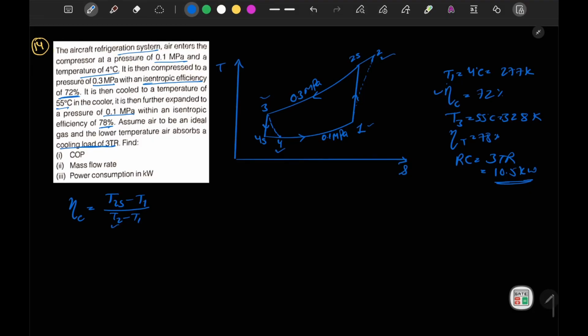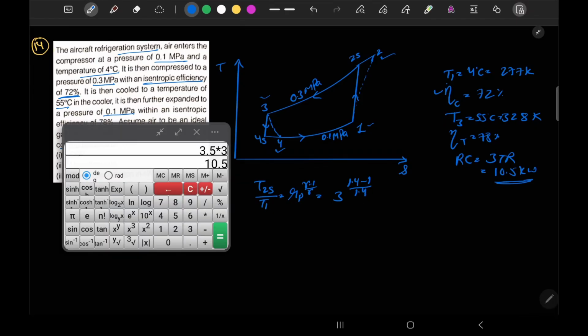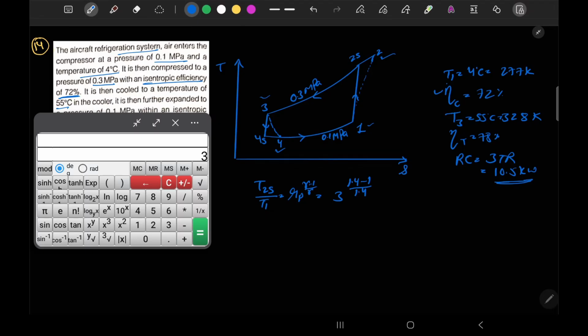If we want to calculate the value of T2s, we can write T2s upon T1 is equal to Rp to the power gamma minus 1 by gamma. The value of Rp is 0.3 upon 0.1, that is 3, to the power gamma minus 1 by gamma, where gamma is 1.4 for air. T1 is given as 277. From here I can find T2s as 3 to the power 0.4 divided by 1.4, that is 3 to the power 4 divided by 14, into 277.